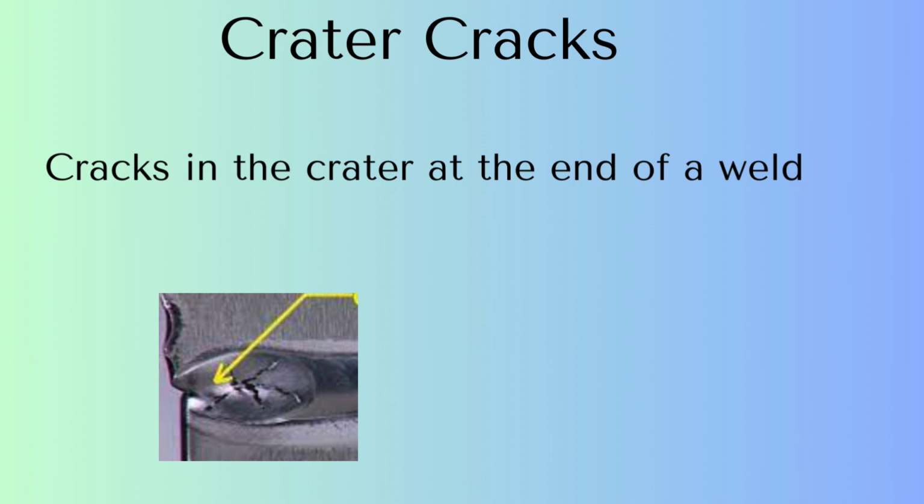I'm sure that now you are clear about at least one type of imperfection, which is crack. In my next video I will cover another welding imperfection which is called cavities.